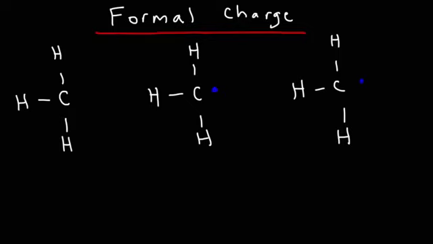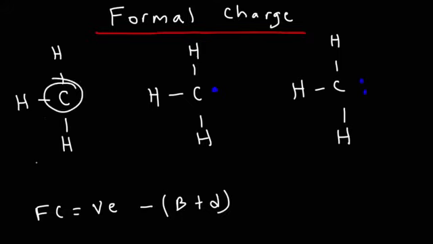Now there's a formula that will help you to calculate the formal charge of an atom. And here it is. The formal charge is going to be equal to the number of valence electrons of the element minus the number of bonds and dots attached to that element.